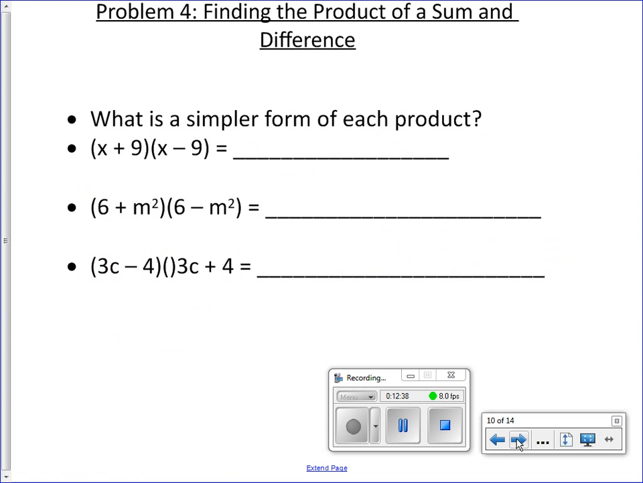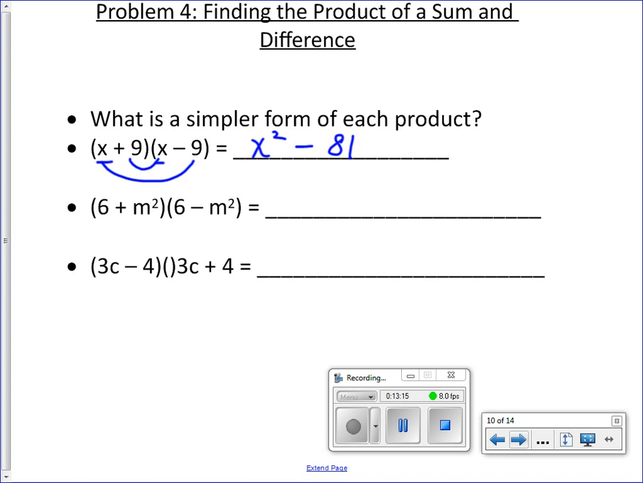All right, problem 4, finding the product of a sum and a difference. So simpler form. Now again, you can FOIL these, but when you recognize that this is a product of a sum and a difference, then apply the rule. x times x is x squared. You know that the outer term and inner term, minus 9x and plus 9x, are going to cancel out. And it's always going to be a minus. 9 times 9 is 81. And so x squared minus 81 would be your product.